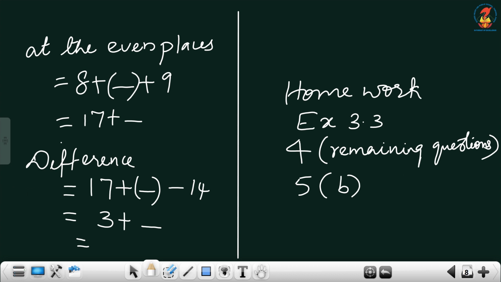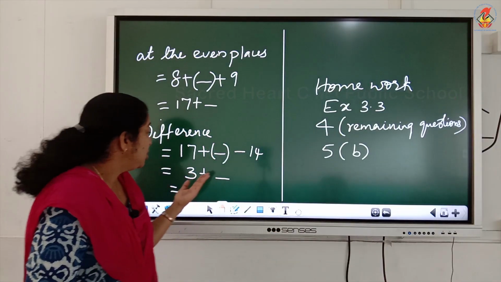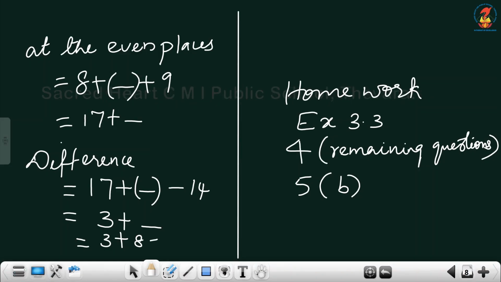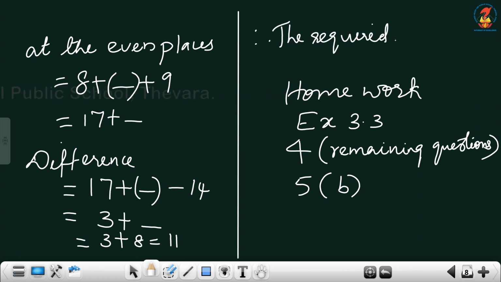So, what we are getting is 17 plus blank. Then take the difference between these two, 17 plus blank minus 14. So, what you are getting is 3 plus blank. You have to add one number here to get it as a multiple of 11. So, how can you make this 3 as 11? By adding what? 3 plus 8 is equal to 11. So, the required digit is equal to 8. 8 is the required digit.